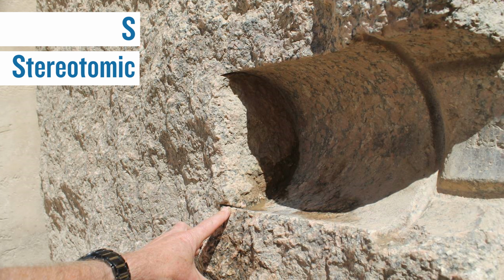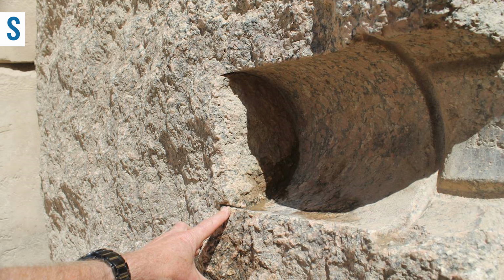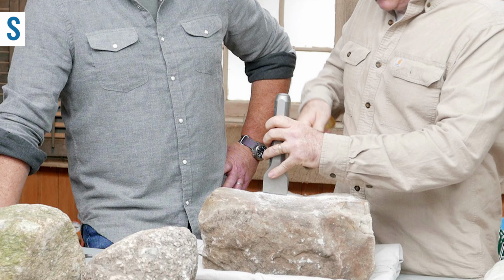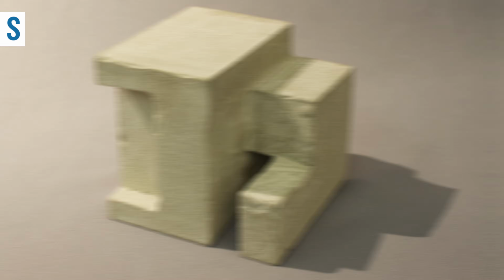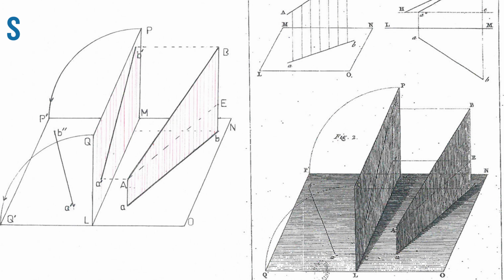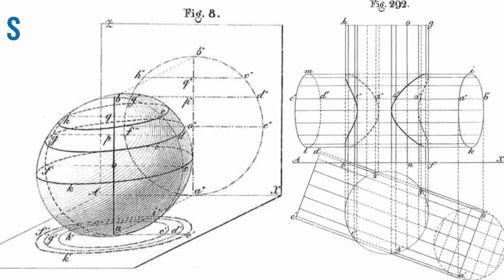S is for stereotomic, and I chose this word because it pairs well with the next one. Stereotomy is the craft of cutting solids into volumes. I often associate it with stone cutting, but the idea is that there is a volume of some material and another volume is removed from it. There are specific techniques for this and ways of drawing this act, and these are all part of stereotomy.